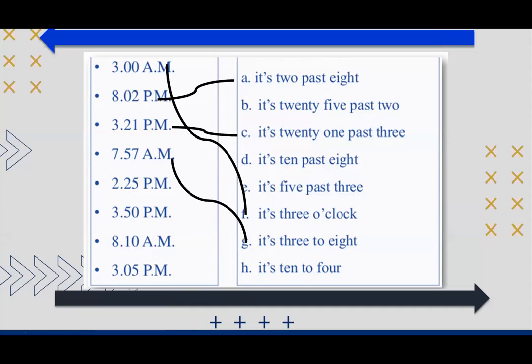Number five. B. Number six. H. It's 10 to 4. Number 7? D. And number 8? E. It's 5 past 3.